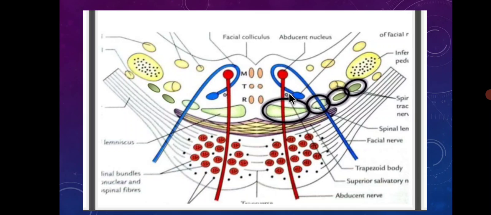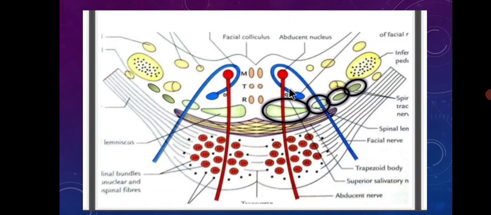Then you can see the superior and inferior salivatory and lacrimatory nuclei. The nucleus of tractus solitarius is there. Then the vestibular nuclei, you can also see. Then you can see the ventral and dorsal cochlear nuclei, and this is the inferior cerebellar peduncle. So this is all about the gray matter of the pons.